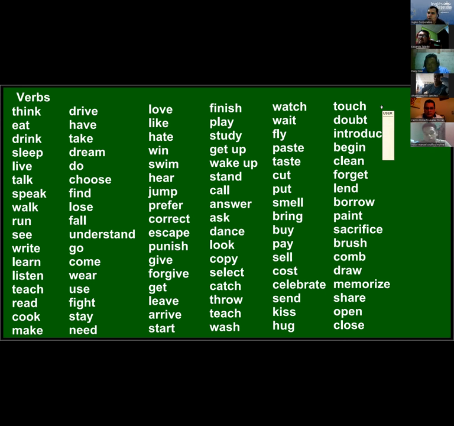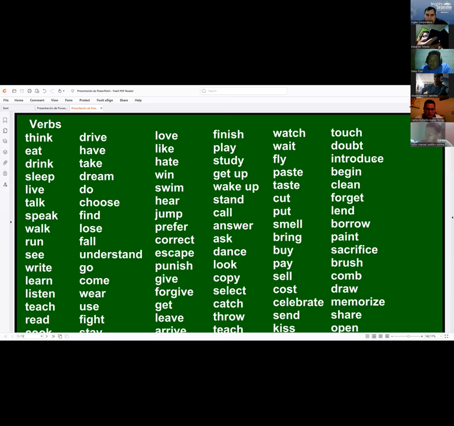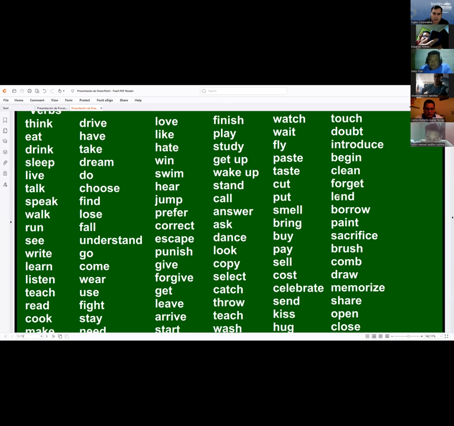Okay, so you can check in the WhatsApp, you have the audio, so that when you want to listen to it, you can listen to the pronunciation. Now, which of these verbs don't you know?